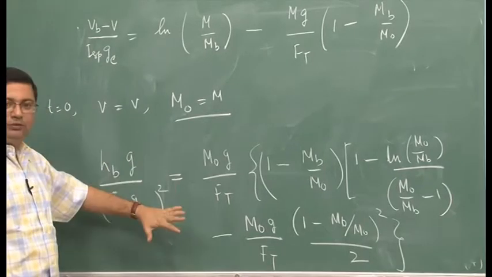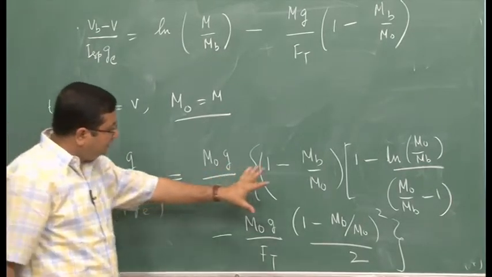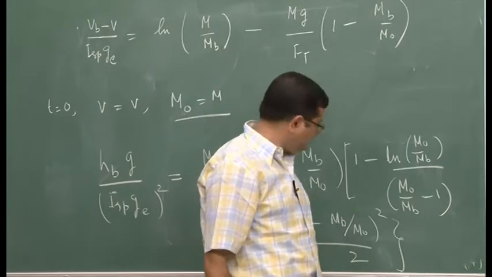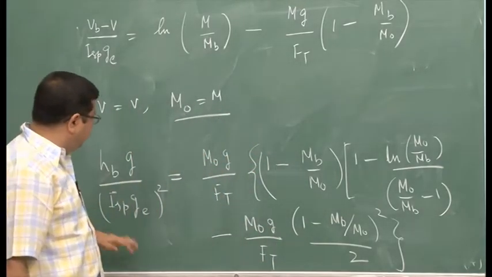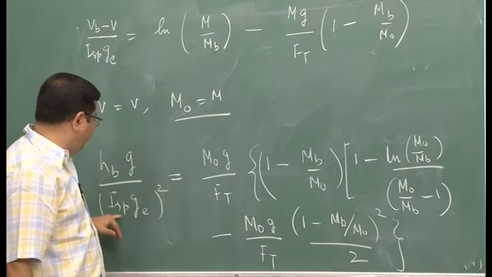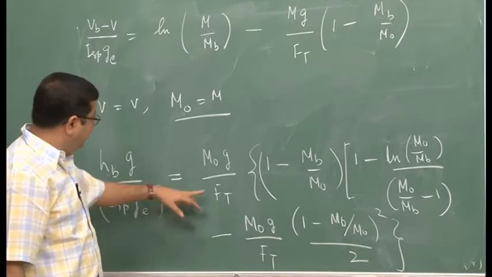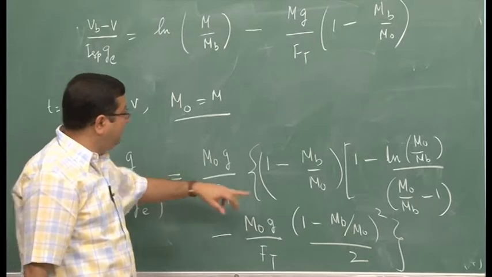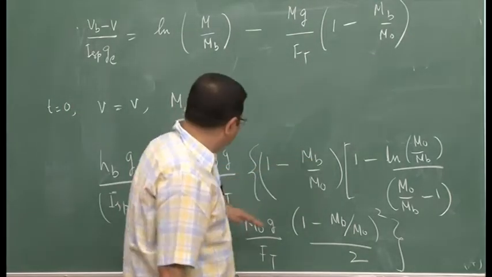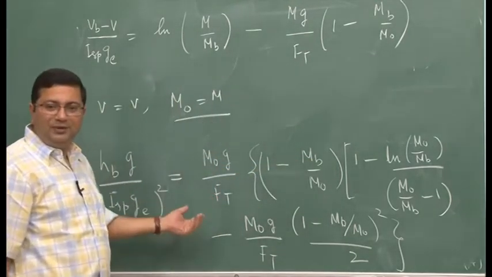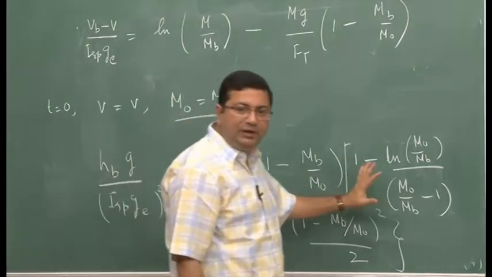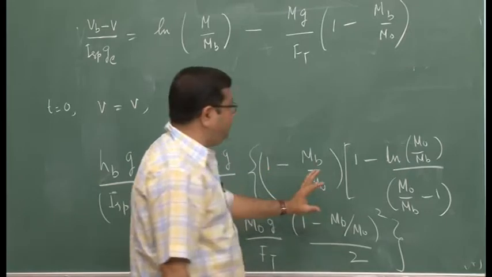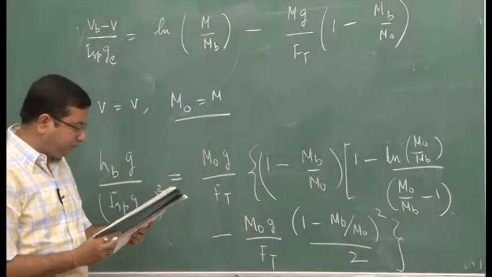till the burnout. As you can see, that is a quite complex expression, but the use of this expression is quite simple, because what we see here is that the burnout height is a function of I_sp, it is a function of the initial mass, it is a function of the burnout mass and the thrust. So, therefore, thrust is appearing as a very important parameter in the estimation of the burnout height.